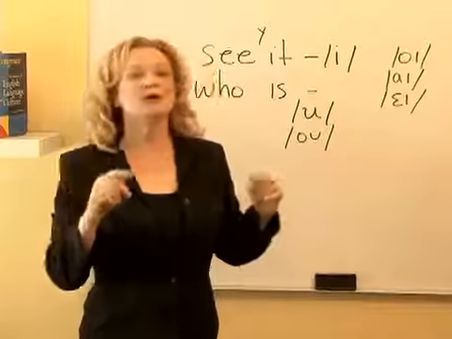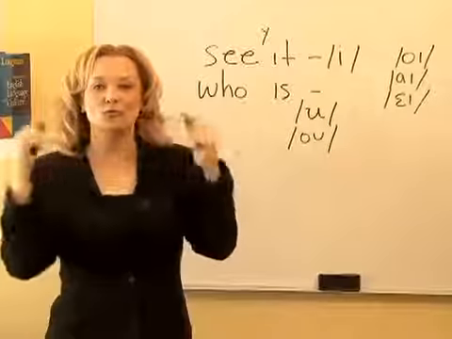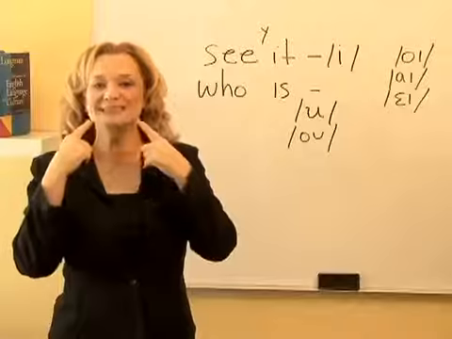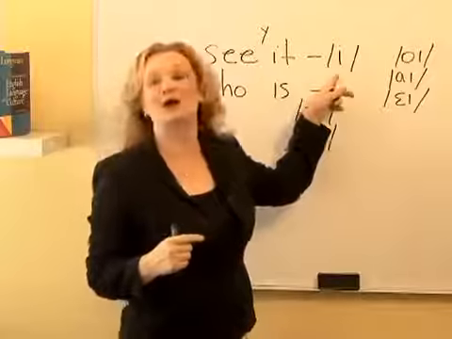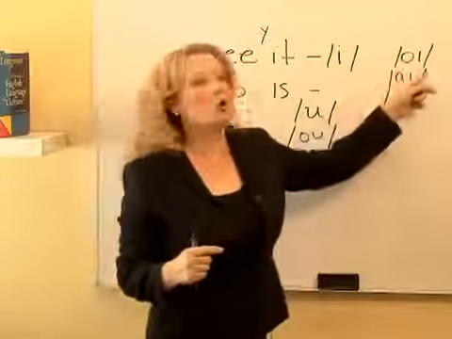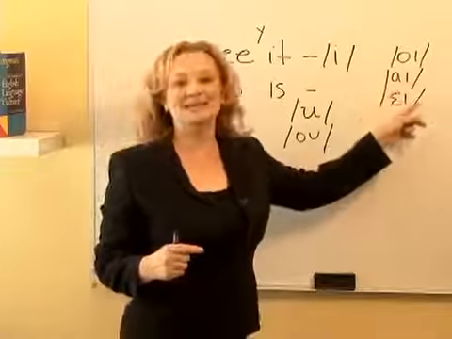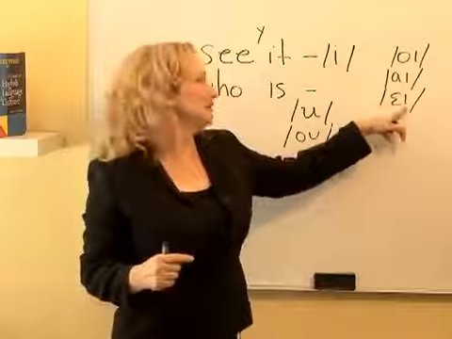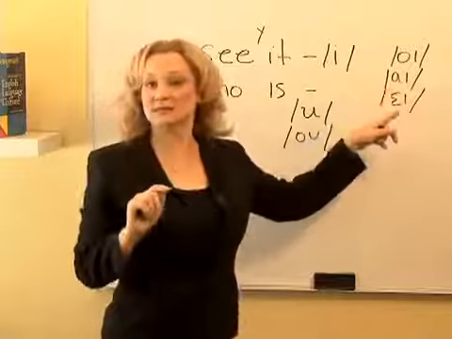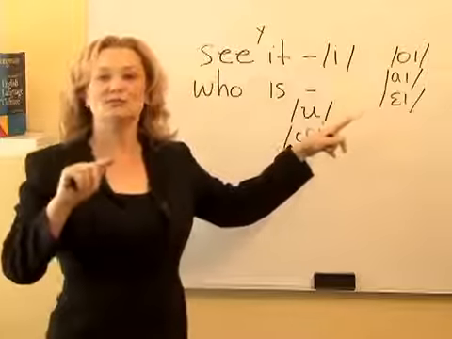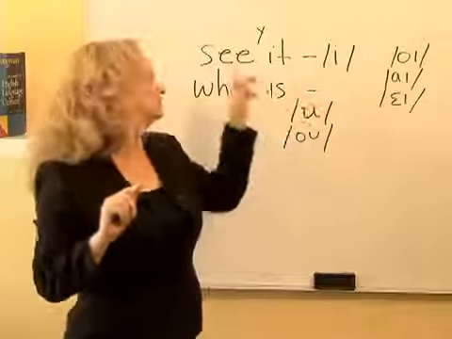Here's the rule. When the vowel requires your lips to be flat, like the vowel E, or the diphthongs OI, A, I, they all end with that E sound, we're going to add that Y sound. One more time, see it.